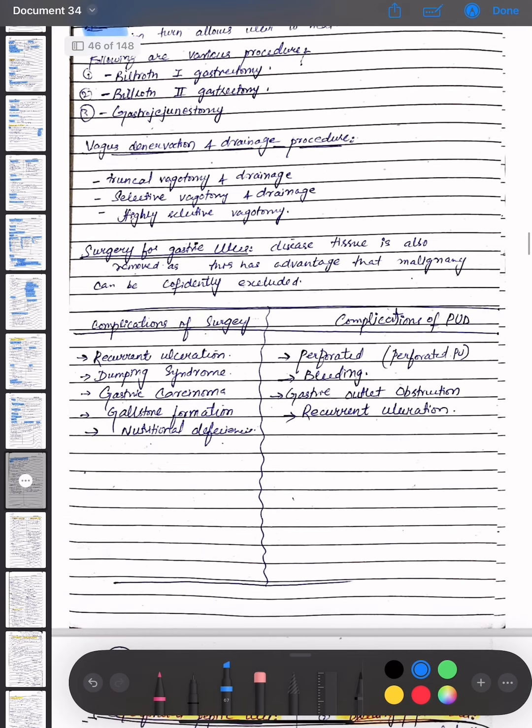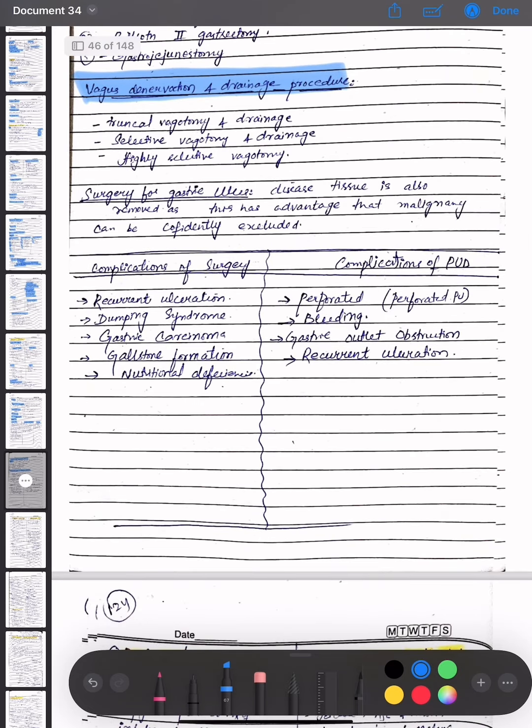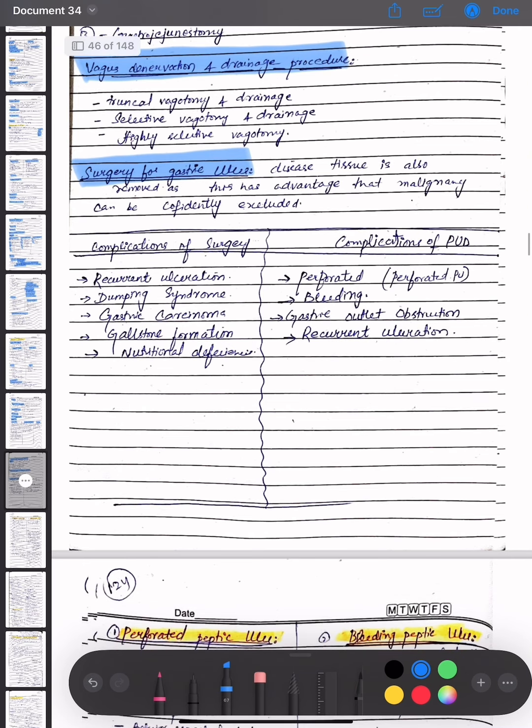Vagus denervation and drainage procedures include truncal vagotomy and drainage, selective vagotomy and drainage, and highly selective vagotomy. In surgery for gastric ulcer, the diseased tissue is also removed, which has the advantage that malignancy can be confidently excluded. What are the complications of surgery, and what are the complications of peptic ulcer disease?